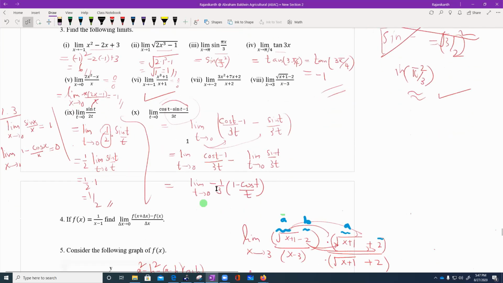The first piece, I am pulling the negative sign as a common factor. That means I need to switch the numerator, cosine and 1. Then I am pulling 1/3 in front of the problem. So that is there. Now the second one, again, I am pulling 1/3, like the earlier problem we did, sine t over t, right?